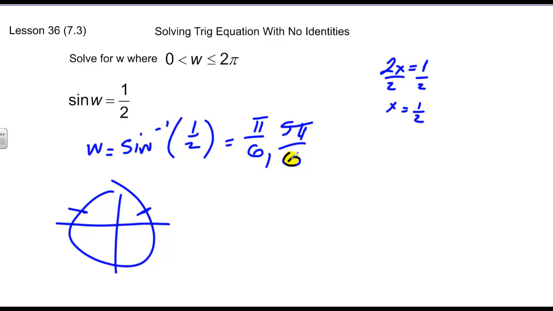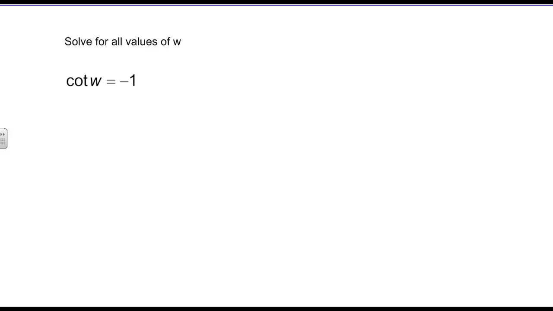Done. So you'll see that what we're trying to do is get the sine, cosine, tangent, whatever value equal to some number, take the inverse of it, and then find that value on the unit circle. That's kind of the goal for the day. So we're going to do the same with the cotangent. Take the inverse cotangent of both sides, so w equals the inverse cotangent of -1.